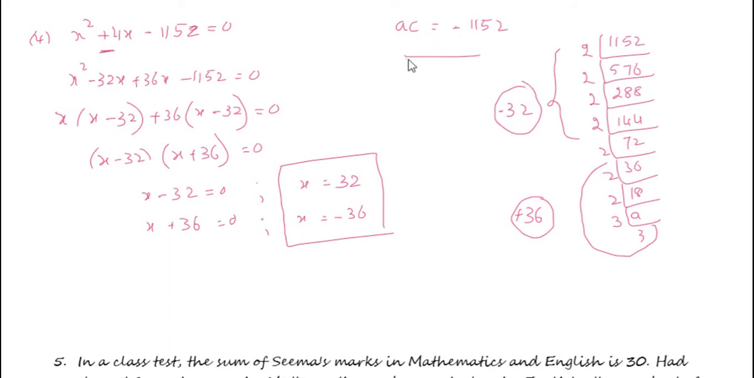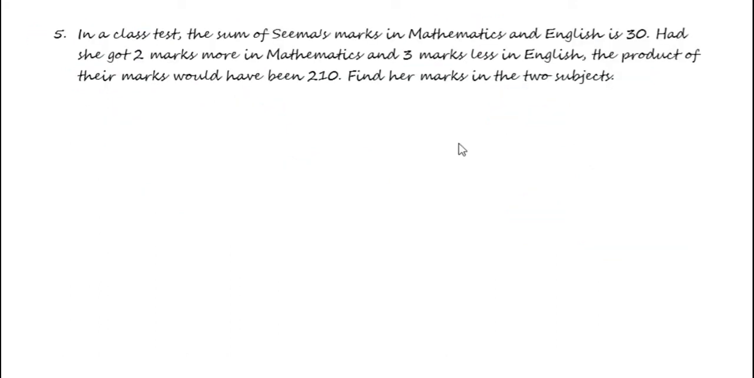I would recommend you use this prime factorization method to find out the two factors of the product of a and c. Next problem. In a class test, the sum of Seema's marks in mathematics and English is 30. Had she got 2 marks more in mathematics and 3 marks less in English, the product of their marks would have been 210.